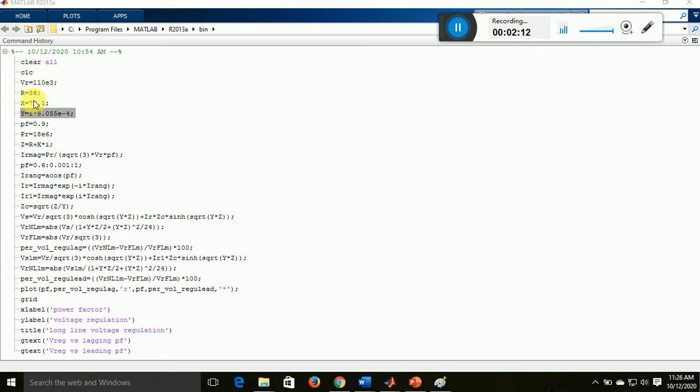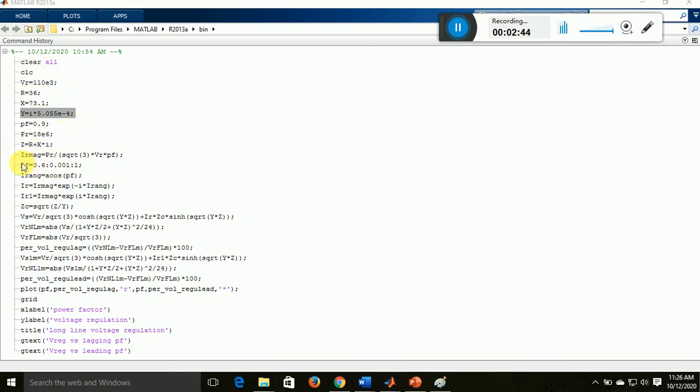VR is the receiving end voltage, which is 10 into 10 raised to 3. R is 36 ohm, X is 73.1 ohm, Y is i into 5.055 into 10 raised to minus 4. Power factor is 0.9, receiving end power is 18 into 10 raised to 6. Now Z is equal to R plus jX, and Y is given. These are the data given to solve this program for the long transmission system.